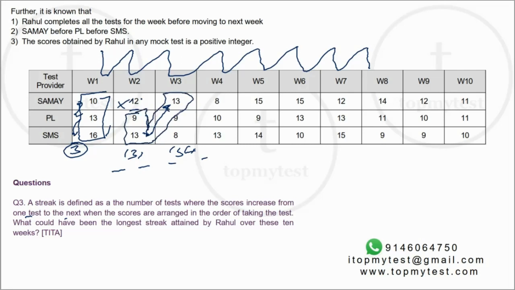It will stop at 3 because after 13 is 9. So there's a definite drop. So it stops here. From 13 to 8, again there's a drop, cannot be a streak. Okay, let's try the next one. From 8 to 8, there can be a streak. 8 to 10, there can be a streak. 10 to 13, there can be a streak. 13 to 15, there can be a streak. But 15 to 9 cannot be a streak.